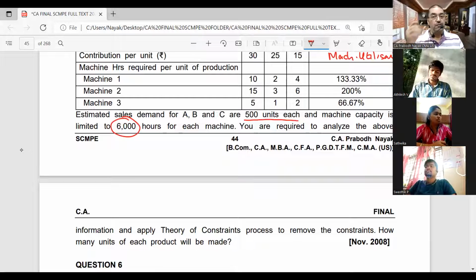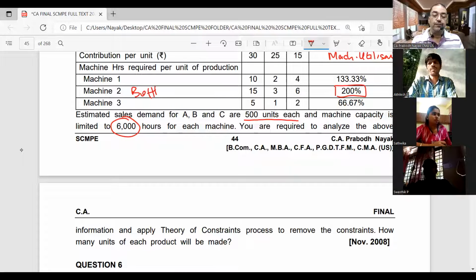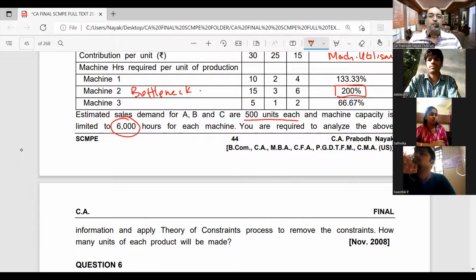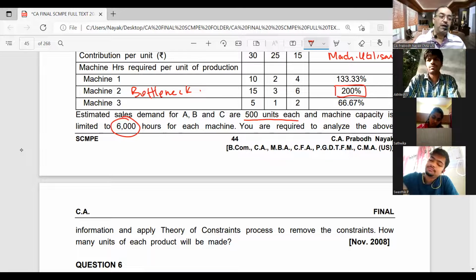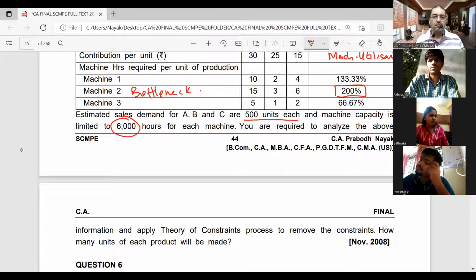Now, here what has happened? Your first statement is already calculated, prepared and given to you. So machine utilization, you know that this is maximum over here. So the bottleneck is at machine 2. Correct? Machine utilization is already calculated and given to you. Whichever machine has the highest utilization, that is the bottleneck activity. So machine 2 is the bottleneck activity. The restriction is 6,000 hours. Only you have to calculate how many units are to be produced. That's it. That's the question.